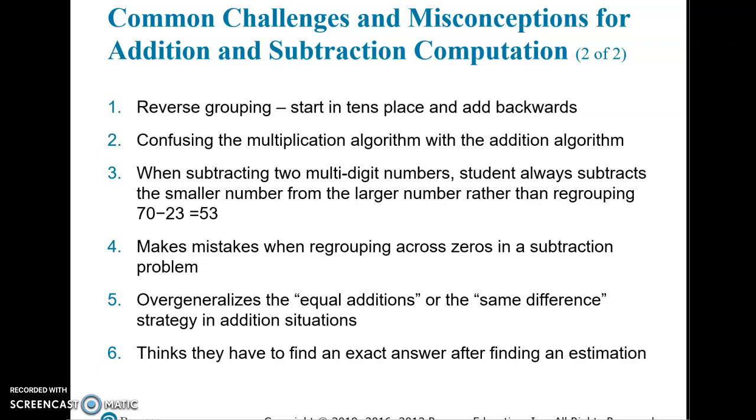Number 6. When students are asked to find an estimation, avoid having them check their estimates by finding the exact answer.